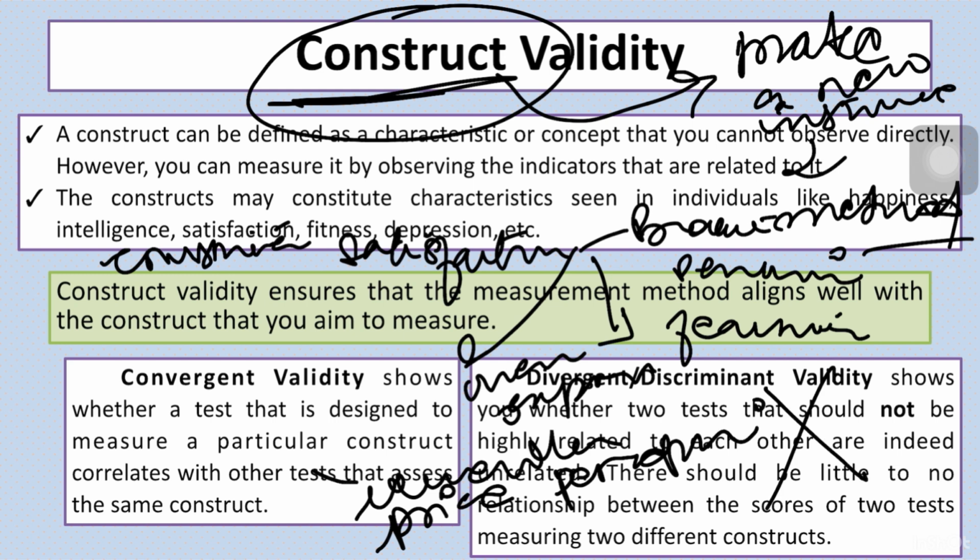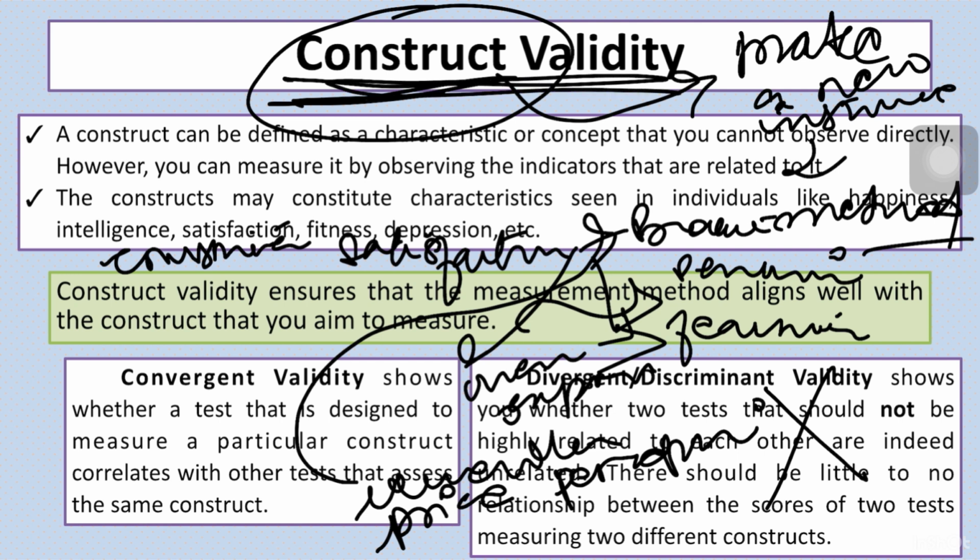Only the relevant aspect should be covered in the questionnaire or your instrument. This is the construct validity. You construct or make some instrument, a new instrument, right? By keeping in view all the aspects of certain topics. Clear?